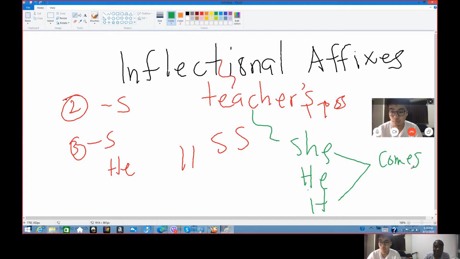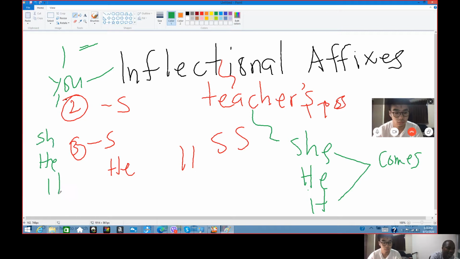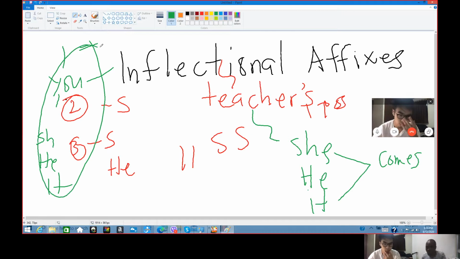Third person. We have first person singular, which is I. We have second person, which is you. Then I singular, you singular. We have two yous: you plural and you singular. Then we have the third person singular, which is she, he, and it. So these are called singular pronouns.